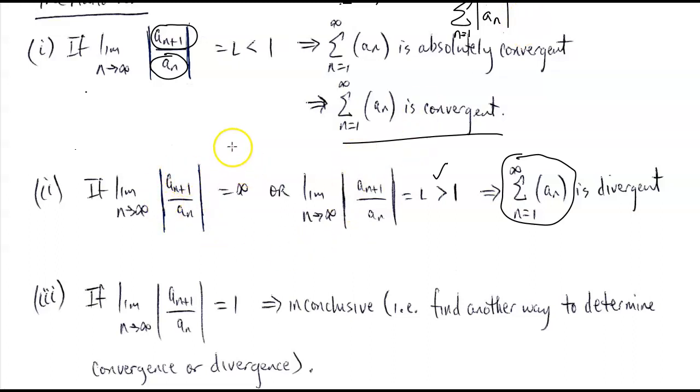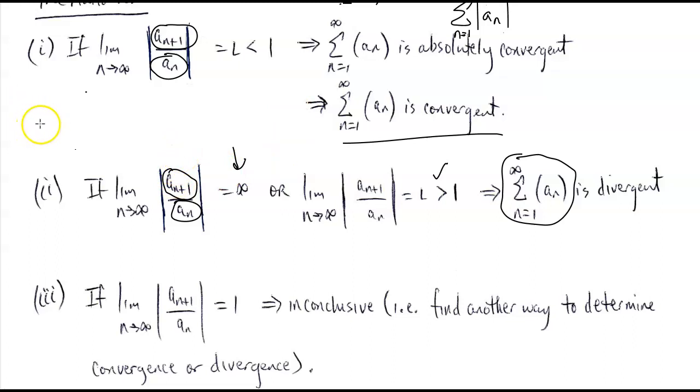Now, when we say that the limit of the absolute value of a sub n plus 1 divided by a sub n goes to infinity or is greater than 1, what we're saying is that the subsequent terms of the sequence a sub n, as n gets larger, are producing bigger numbers. That means a sub n is smaller than a sub n plus 1, which means that as n increases, the a sub n plus 1 terms are going to get bigger and bigger.